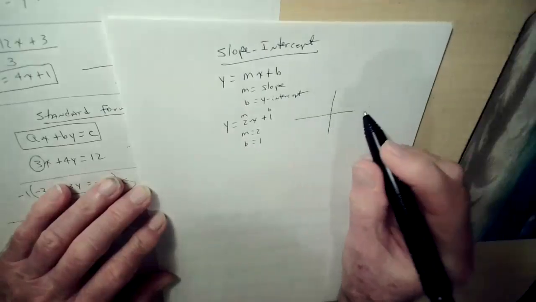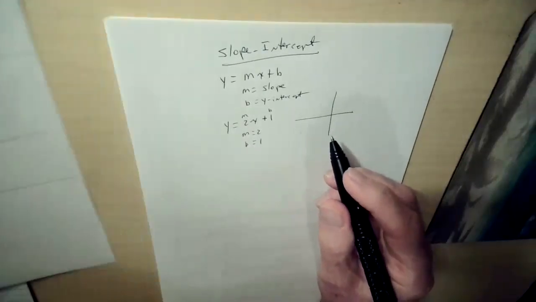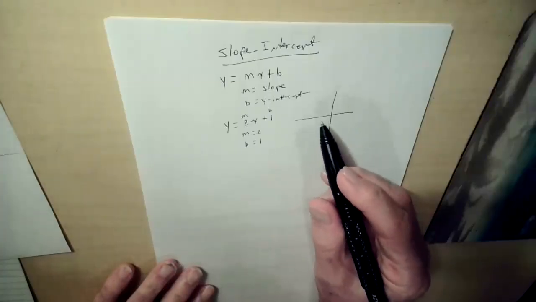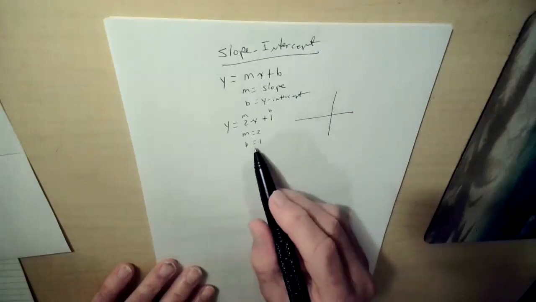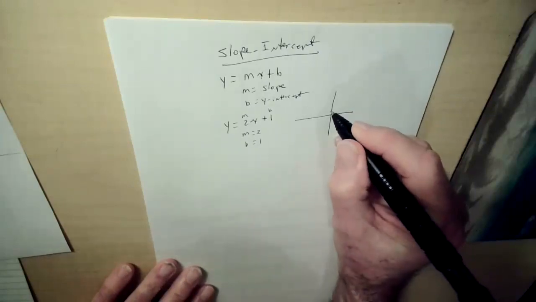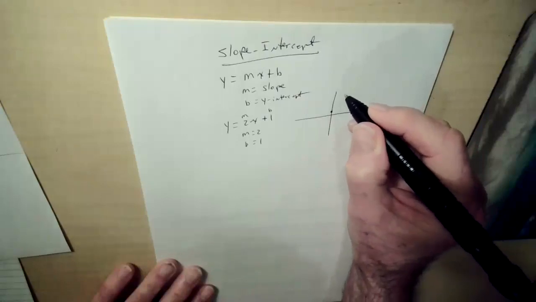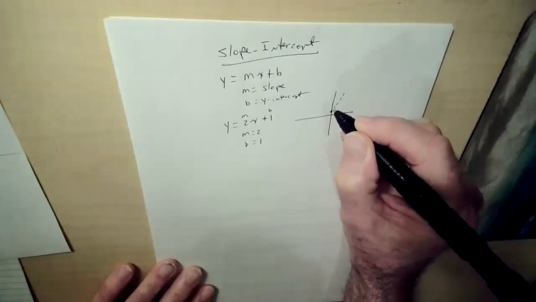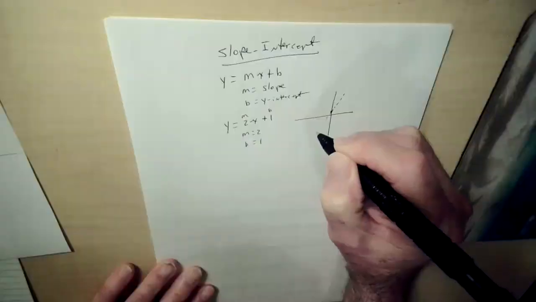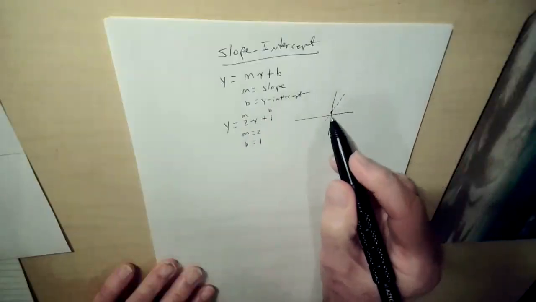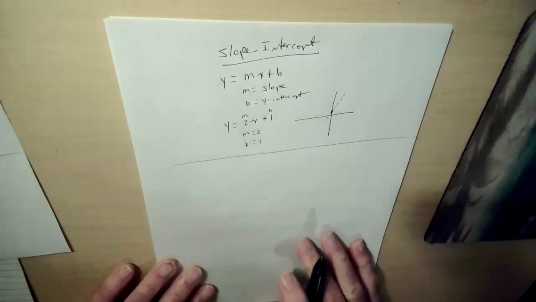Our b, the y-intercept, is 1. So if we were to graph it, we know the one point, and that is the y-intercept. Y-intercept is 1. And our slope, and we'll talk more about slope in a minute, slope is positive 2. Okay, so if we were to graph this, this is what it would look like.